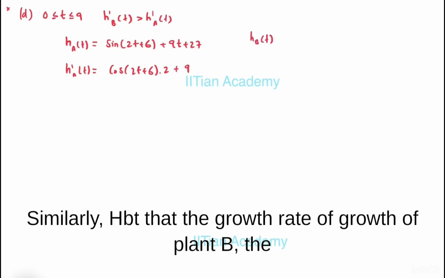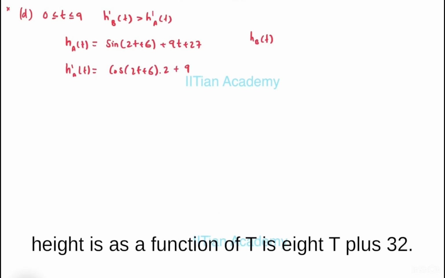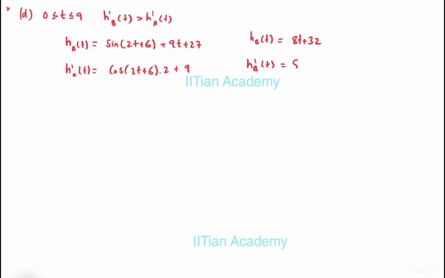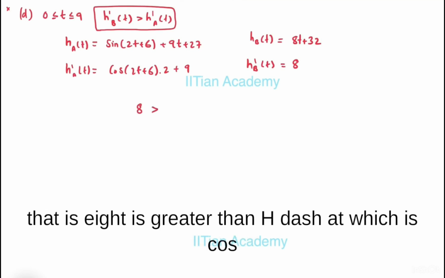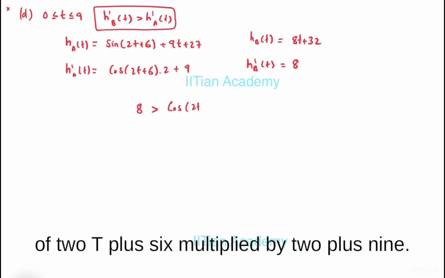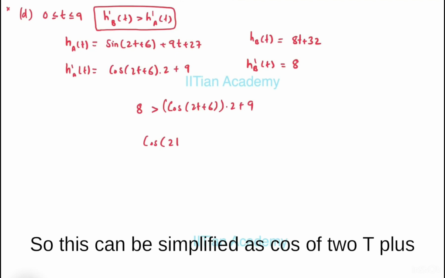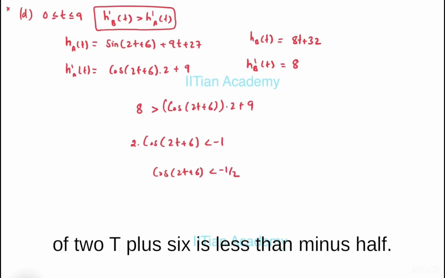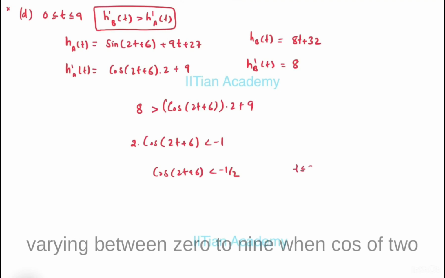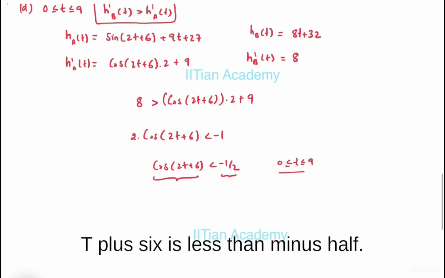Similarly, for plant B, the height as a function of t is 8t plus 32. So its growth rate will be its derivative. So we have to identify the time for which H dash B(t), that is 8, is greater than H dash A(t), which is cos(2t plus 6) multiplied by 2 plus 9. So this can be simplified as cos(2t plus 6) multiplied by 2 is less than minus 1, or cos(2t plus 6) is less than minus half. Now we have to find the value of t varying between 0 to 9 when cos(2t plus 6) is less than minus half.